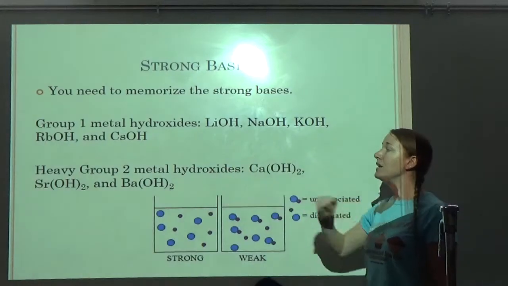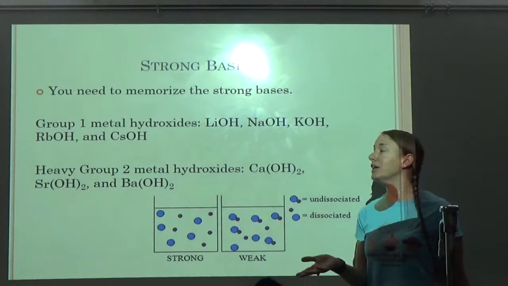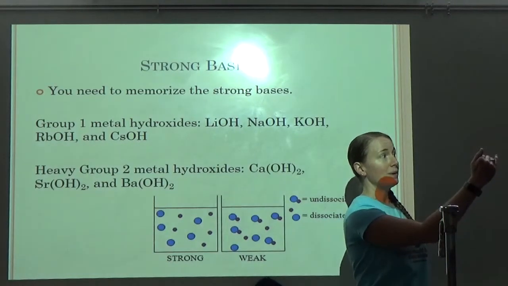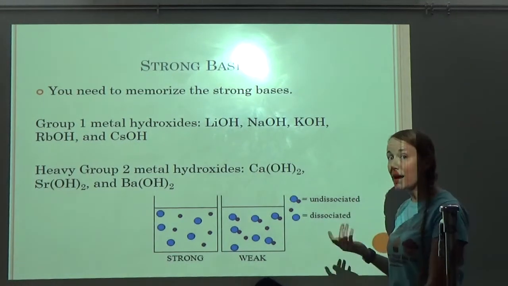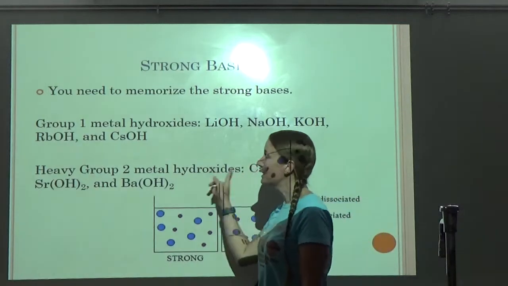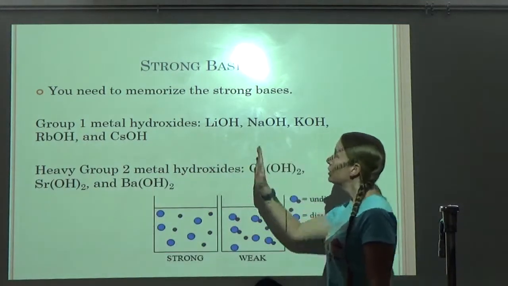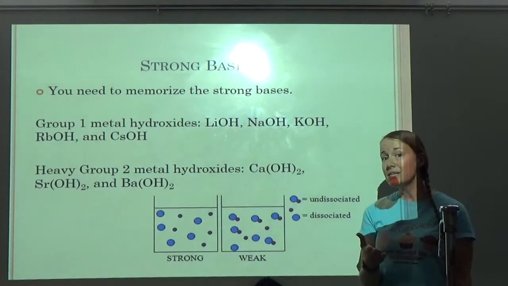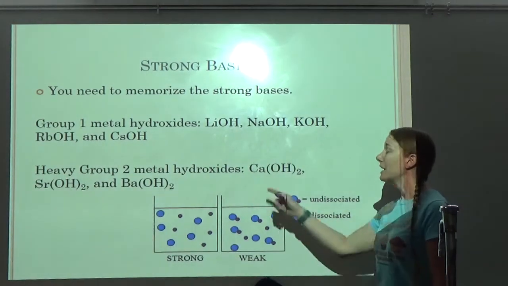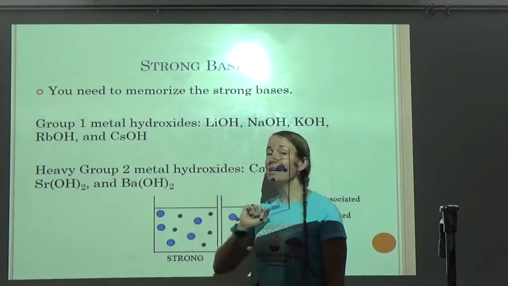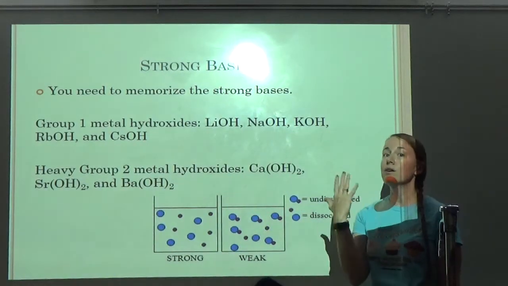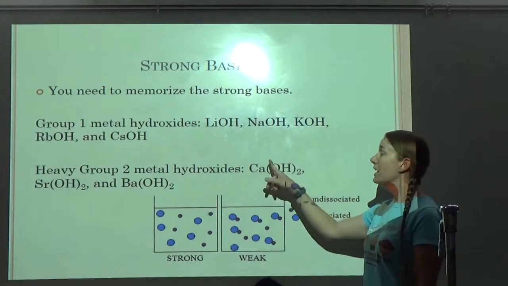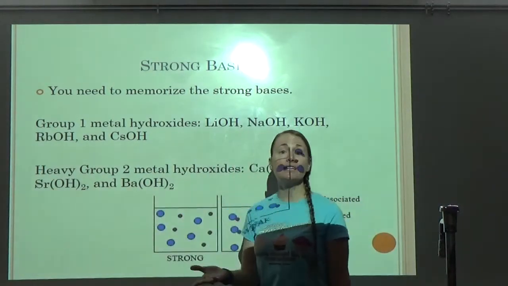And then your heavy group 2 or alkaline earth metal hydroxides. Your heavy ones are the ones that are lower on the periodic table. So you're going to skip past beryllium and magnesium, so it's calcium, strontium, and barium. All of these will fully break into ions. That's why, as I said in the previous video, if you form one of these, even though our solubility rules say that hydroxides tend to be insoluble, these will be soluble because they're a strong base.